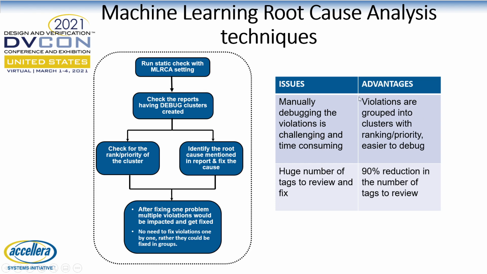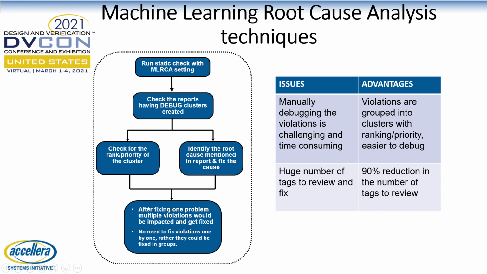So what we did, while running the static checks, we enabled it with MLRCA settings. Then we checked for the reports having the debug clusters created. So instead of the normal reports, we had the cluster reports present, which had a specific debug prefix, and then we looked for the rank or the priority of the cluster. Each cluster had its own rank or priority. Whichever rank was the lowest, or had the highest priority, we fixed that first. There was also the root cause mentioned in the specified cluster. So each cluster had the root cause also.